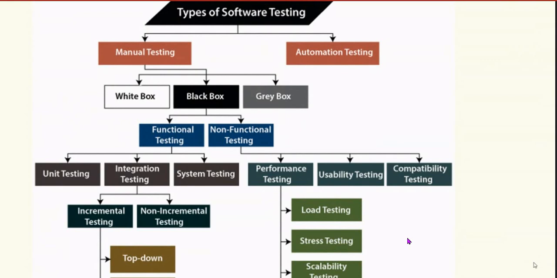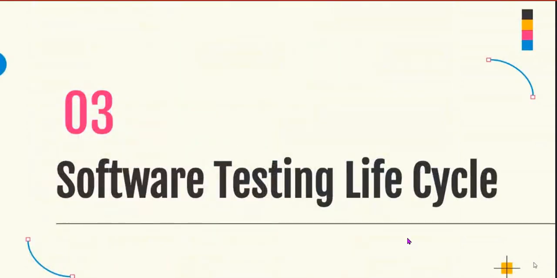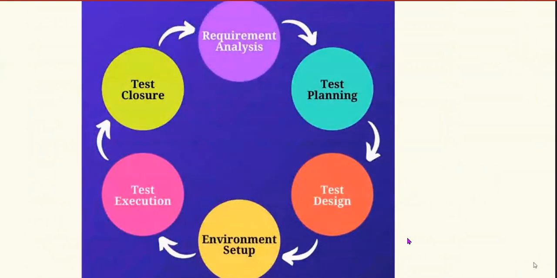So next is the software testing life cycle. It is a sequence of specific activities conducted during the testing process to ensure that the software quality goals are met. So this is the life cycle, which has requirement analysis, test planning, test design, environment setup, test execution, and test closure.